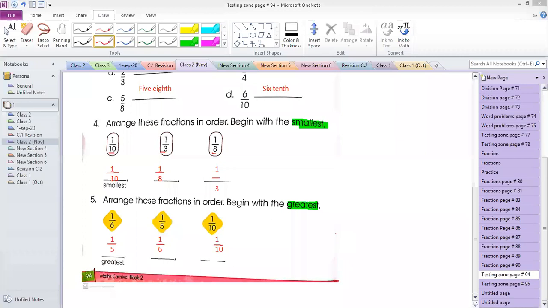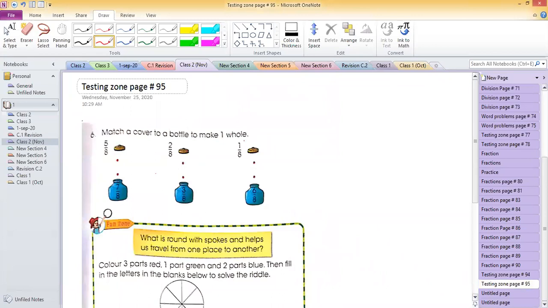Okay, then move to page number 95, guys. Come to page number 95. On page number 95, what you have to do? You have to match a cover to a bottle to make one whole.